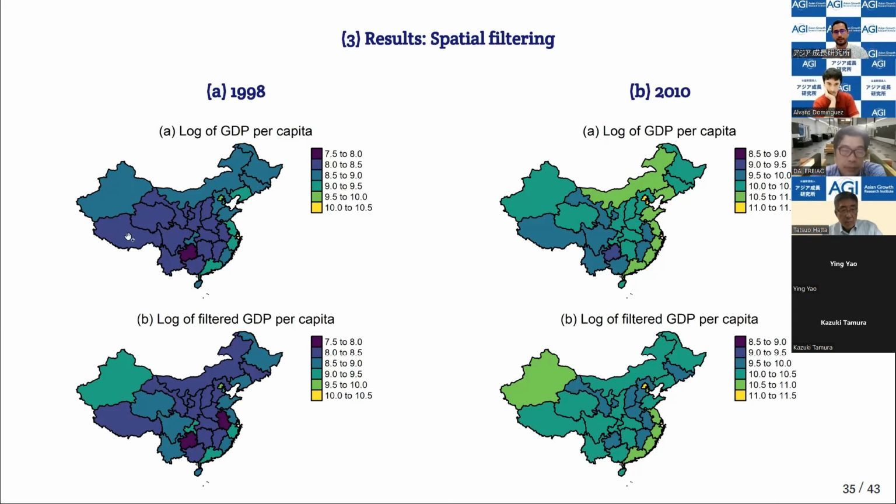In contrast, regions in the east here were on average richer in 1998, but when you filter the data, they become slightly poorer, meaning that regions that are surrounded by rich regions have somehow a higher level of income per capita. Yes, in the sense that once we use this spatial filter, they will be on average poorer. The same for the case of 2010. So regions in the west, a little bit poorer, surrounded by poorer regions, they become slightly richer.